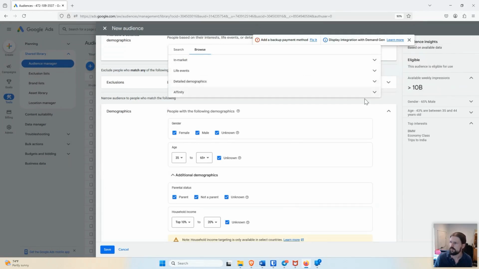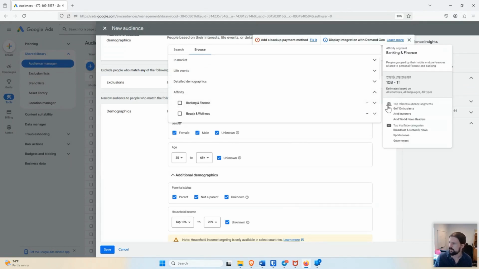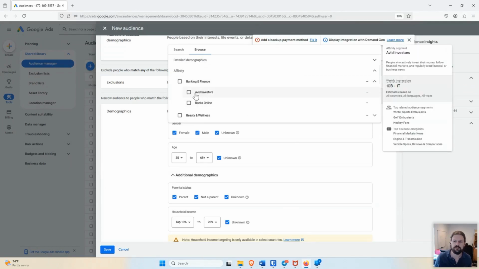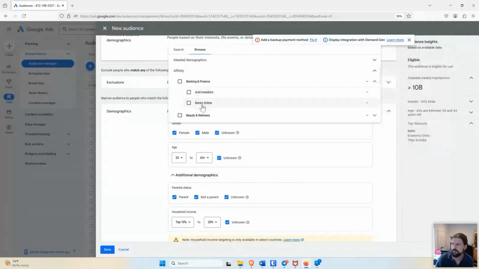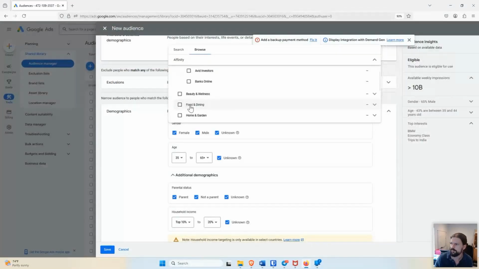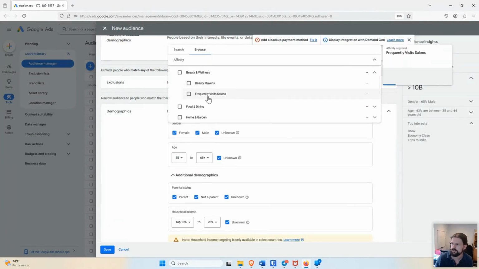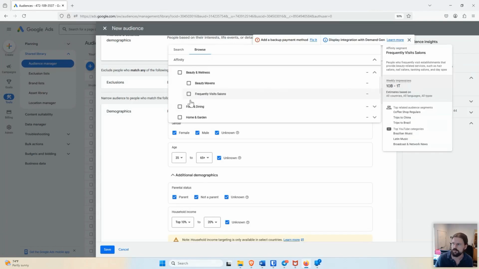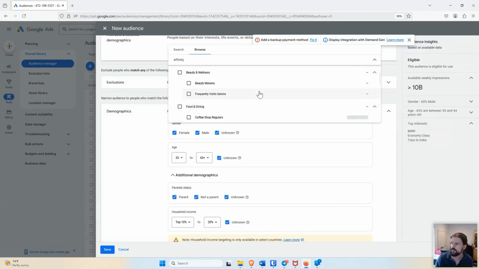And then the last option we have here is affinity. Affinity means what are they interested in? So are they interested in banking and finance? So people that invest a lot. If you have an investment course that's dedicated to people that invest a lot, that's a good one for you. If you want people that have online banking, if you want people that are interested in beauty or frequently visit salons, I mean, if you have a salon, that's your business, then probably that's a good one for you. Food and dining, right? Coffee shop regulars. Again, if you have a coffee shop, then you probably want to try that audience.